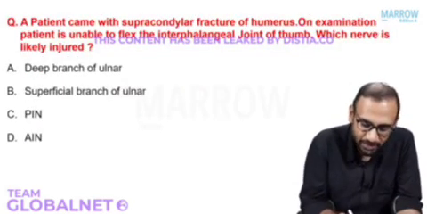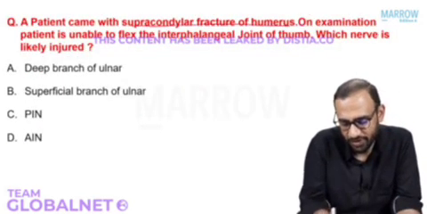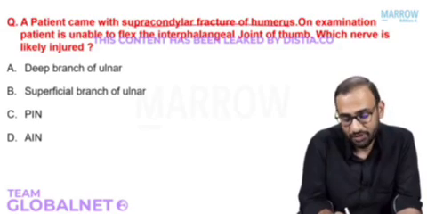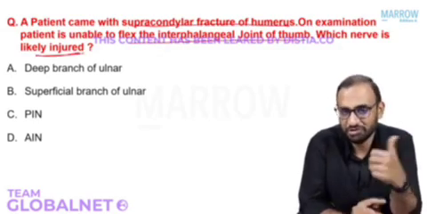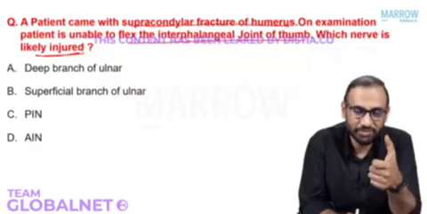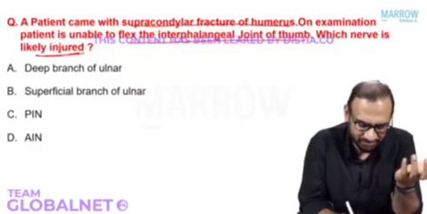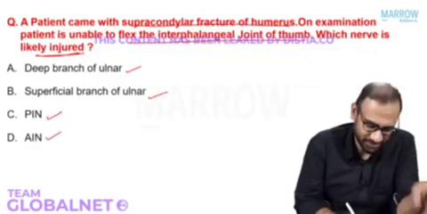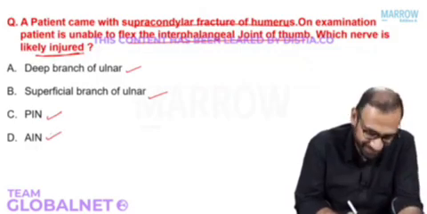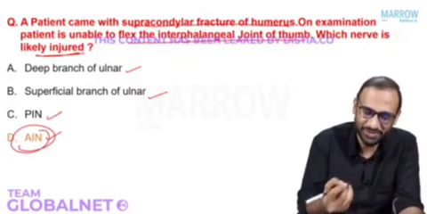Next, a patient came with a supracondylar fracture of humerus. Very good. On examination, the patient is unable to flex the interphalangeal joint of the thumb. Which nerve is likely injured? No other symptomatology is given. Only the IP joint of the thumb is affected. Deep branch of ulnar, superficial branch of ulnar, PIN, or AIN. The answer is AIN. Yes, clearly. Two hints were there.